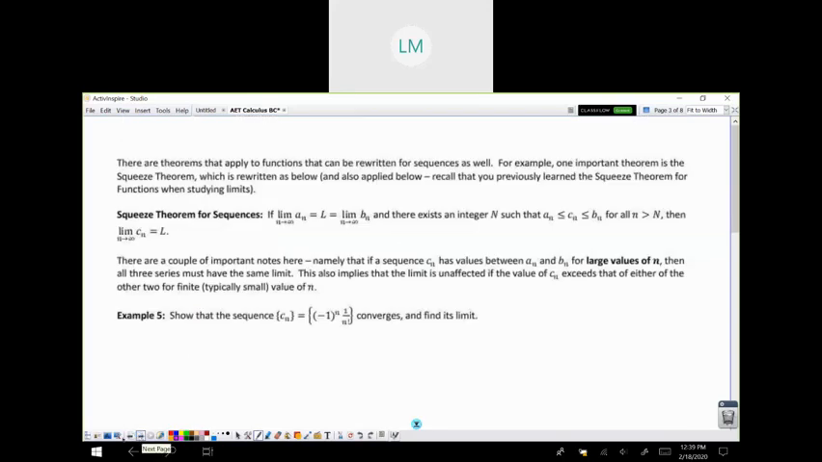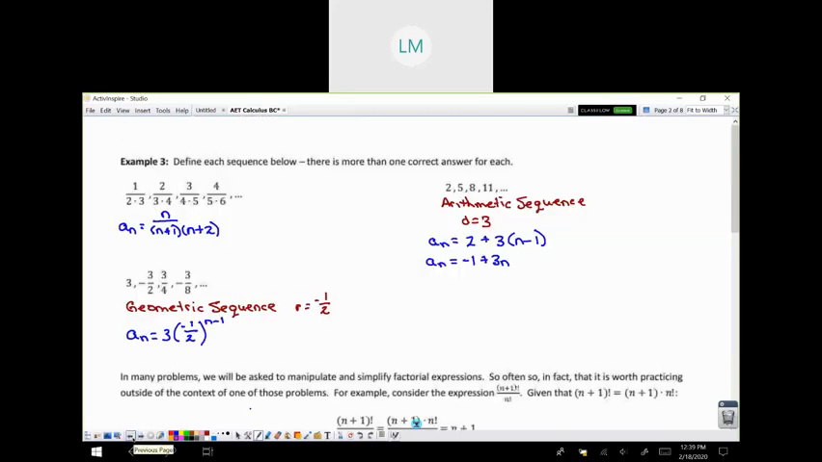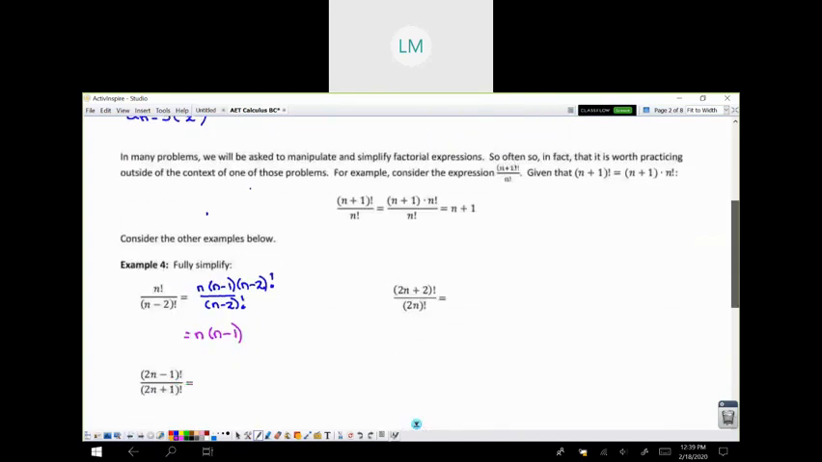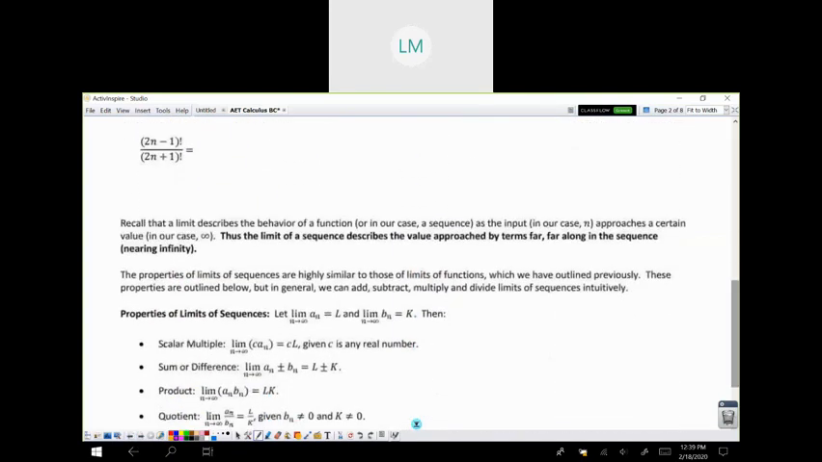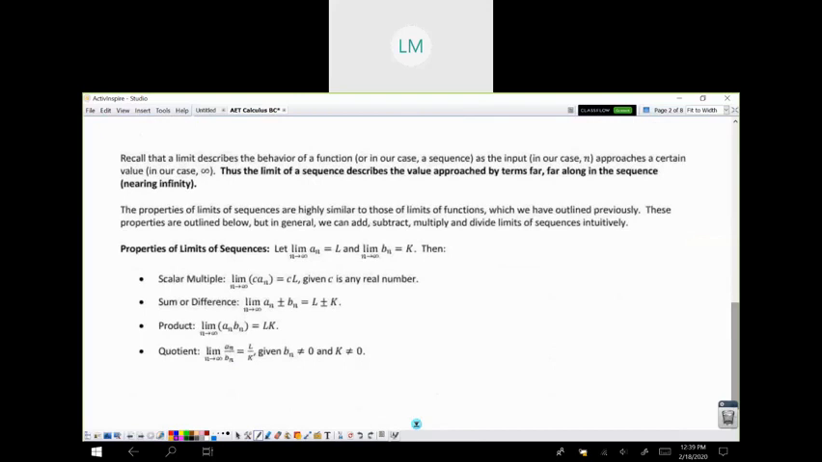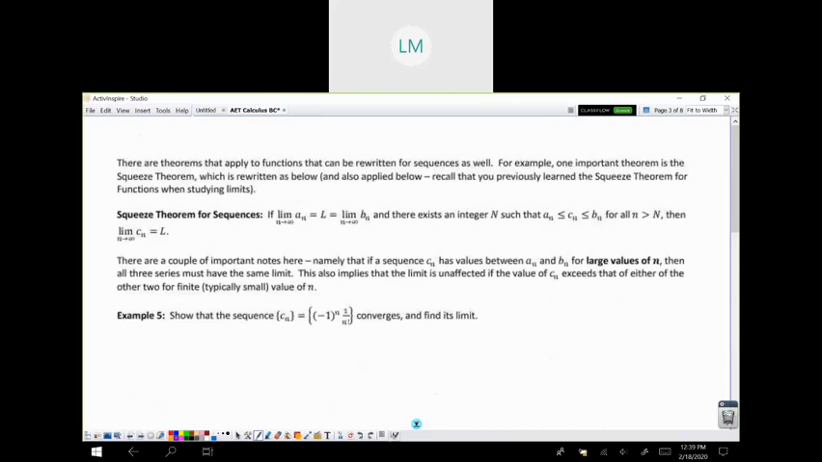Okay, oops, let me go back a page. So you should recognize these behaviors as the same limit rules that we have from functions. Okay, so we can add, subtract, multiply, and divide limits of sequences intuitively, which also means then that L'Hopital's rule is going to apply, as well as the Squeeze theorem.